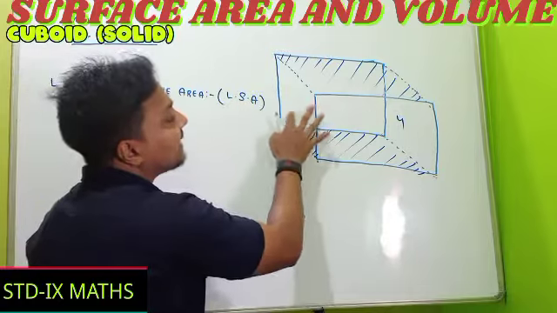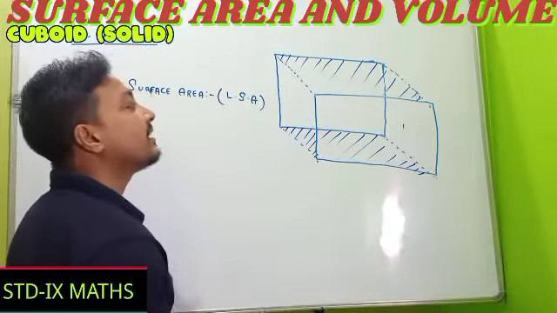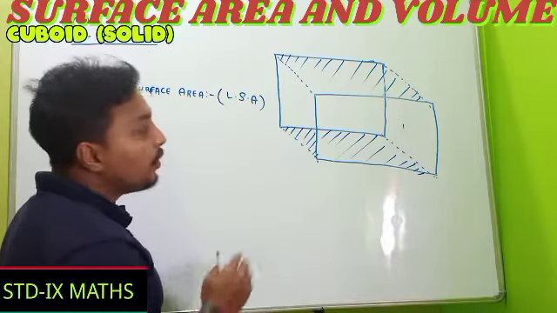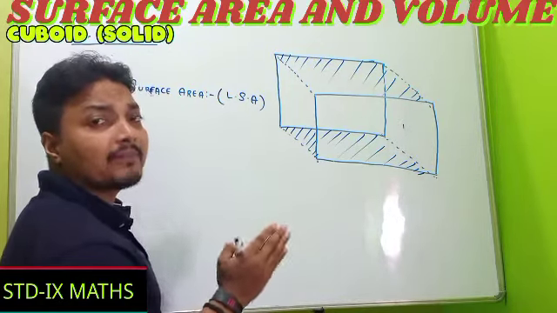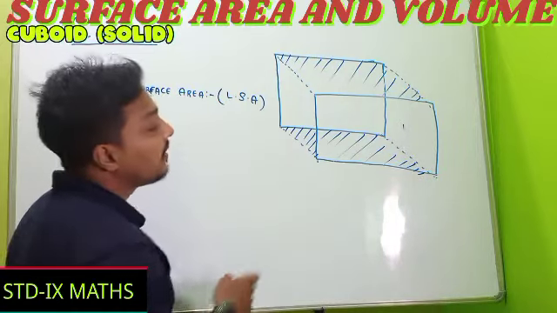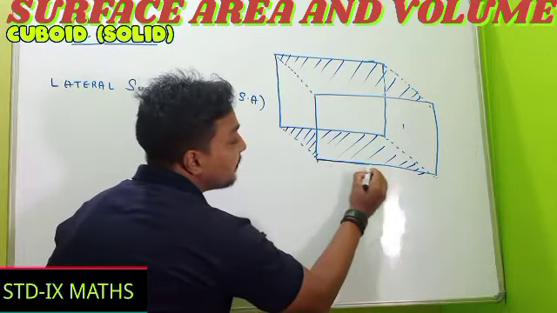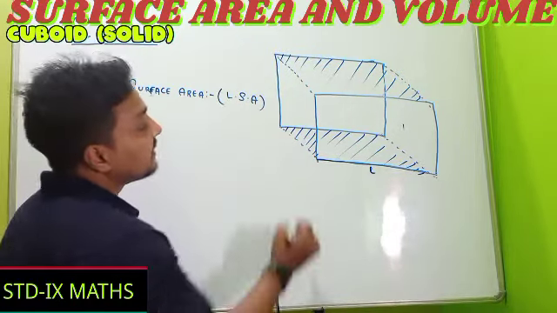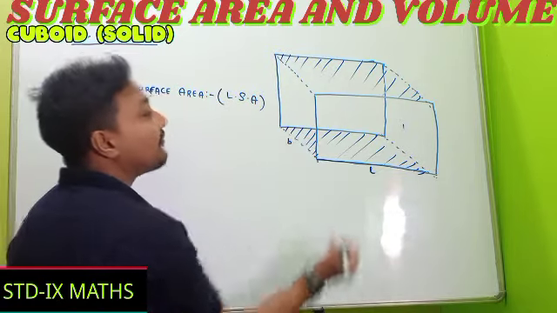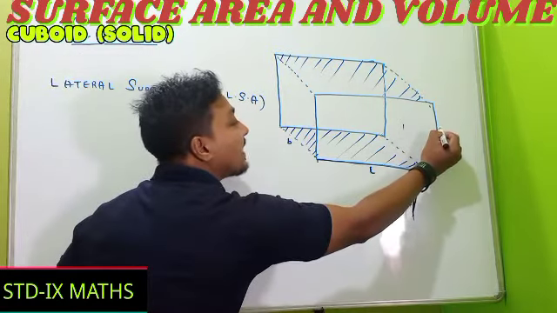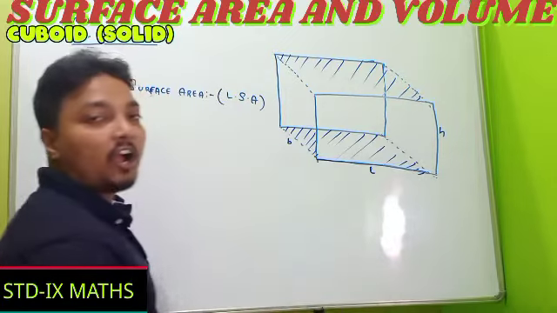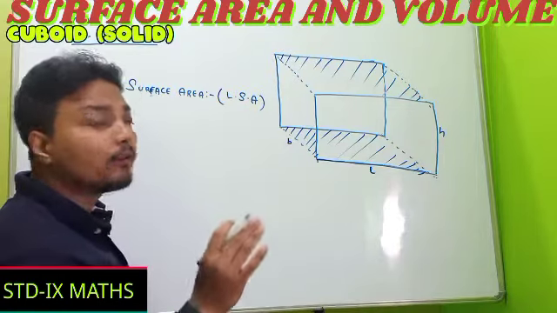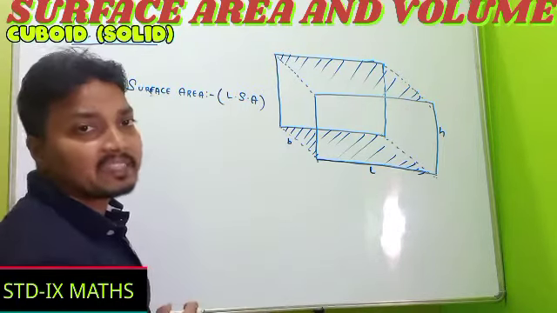And remember another thing I am saying: whenever the cuboid is kept in this type of manner, this one is the base, its longest side we call our length, its shortest side is our breadth, and this one we call our height. Understood perfectly? Now we want to find out the lateral surface area, it is equal to how much.